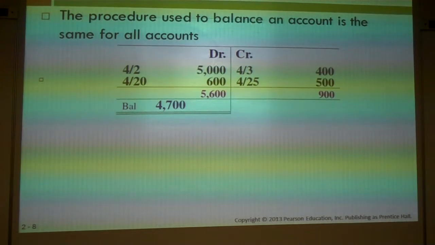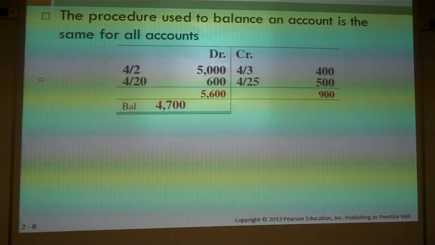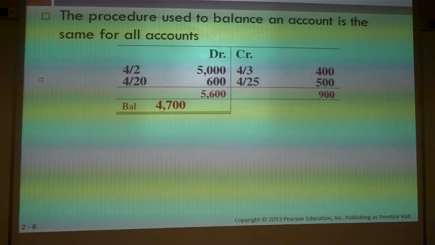As we work through the transactions, we're going to ask ourselves those questions. What accounts are affected? What's its category? Is it an increase or decrease? And is that a debit or a credit? The procedure used to balance an account is the same for all accounts. This is only on the T accounts that we'll be doing this.